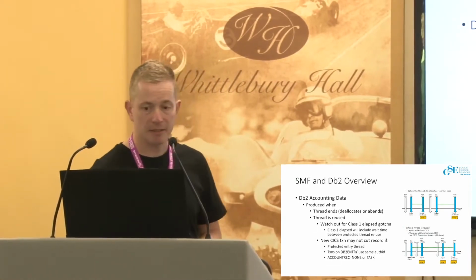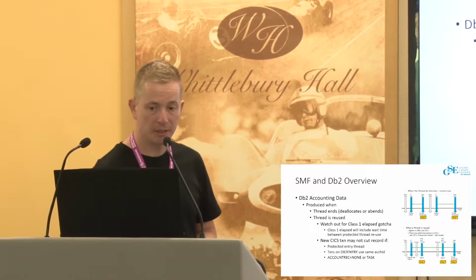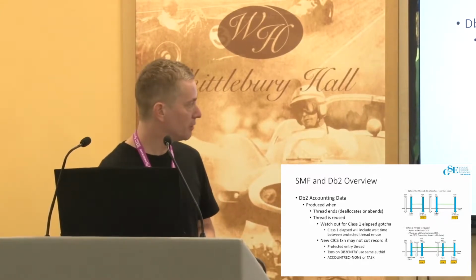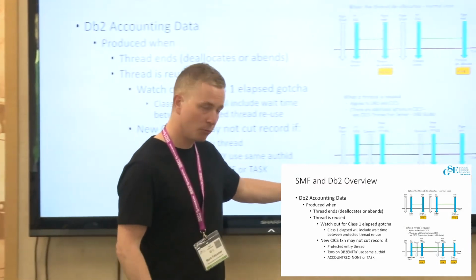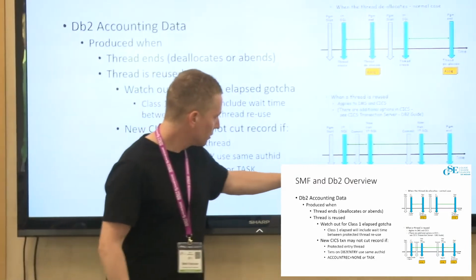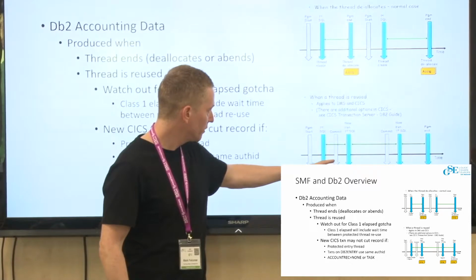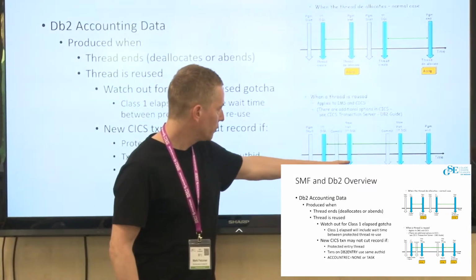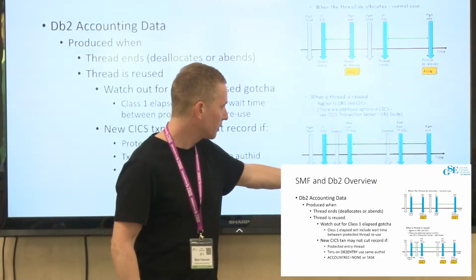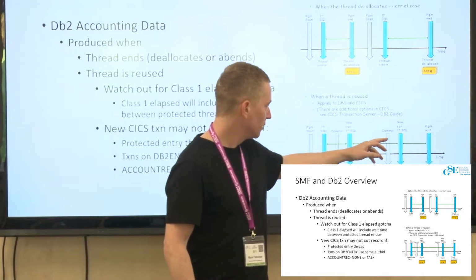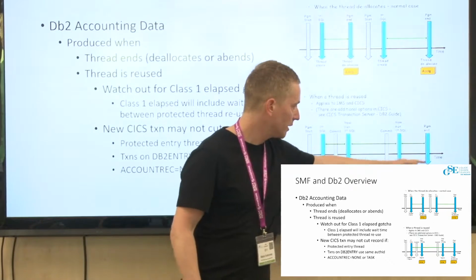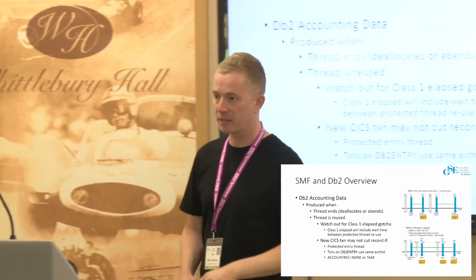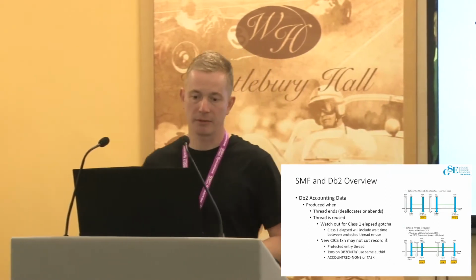For example, in CICS, the accounting record won't be cut until there's a re-sign-on, until that thread's reused. And it won't be done at commit point. So with your first SQL, you've got a commit, there's no accounting record cut. Then you get a re-sign-on, you get an accounting record cut, a bit more is done, a commit is done, then there's another re-sign-on, the accounting record gets cut, and then the thread finally deallocates, and you get your accounting record cut.